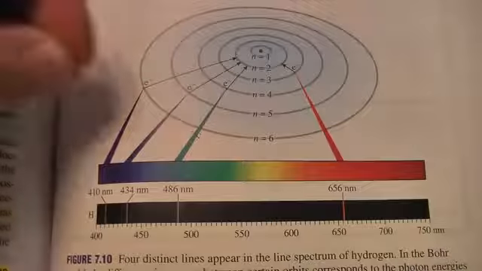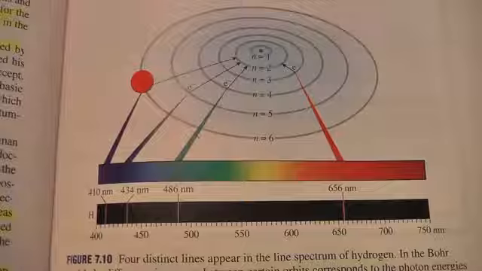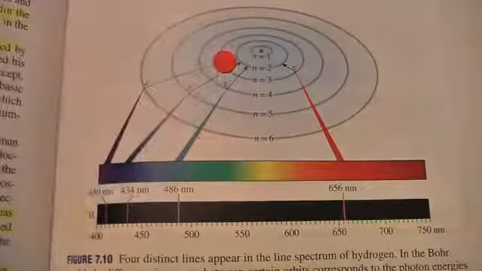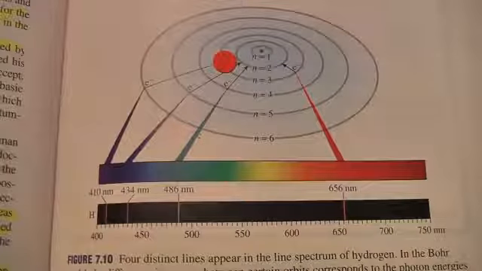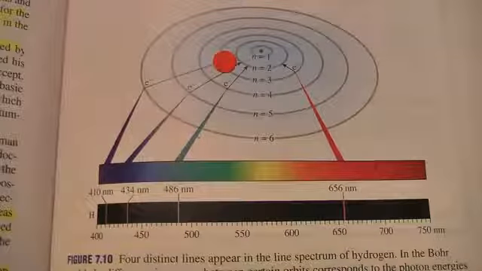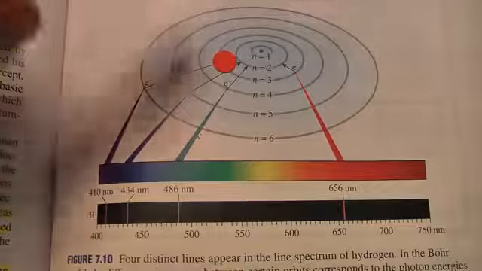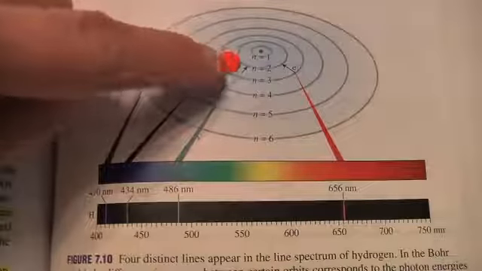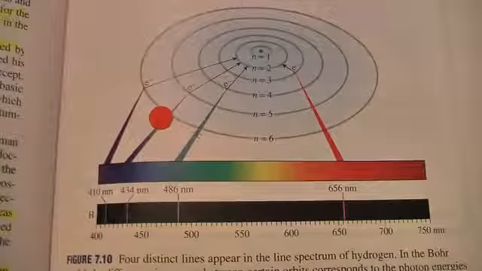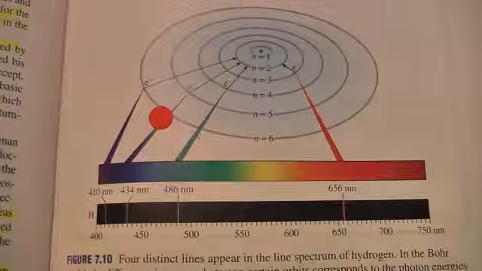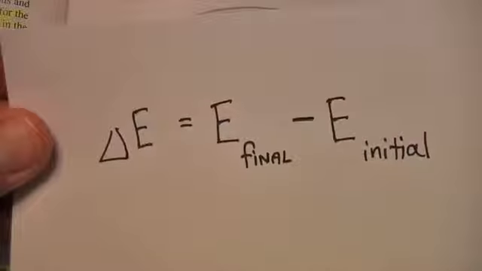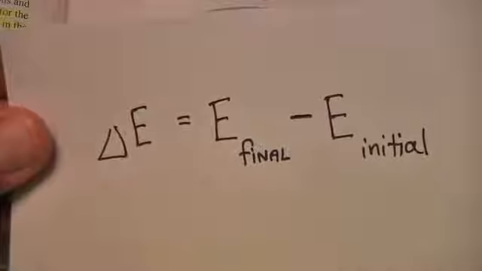Let's illustrate this one more time. If I have an electron in an outer orbit, and that electron moves to a closer orbit to the nucleus, it will emit energy. Compared to an electron that begins at an orbit closer to the nucleus and moves out, that will absorb energy. That brings us to an equation where we can talk about the change in energy. The change of energy equals the final energy minus the initial energy.